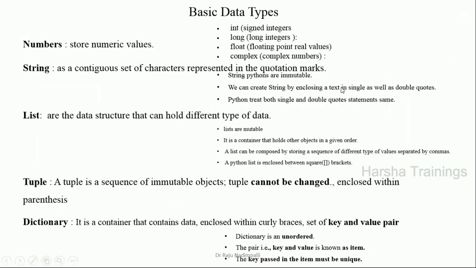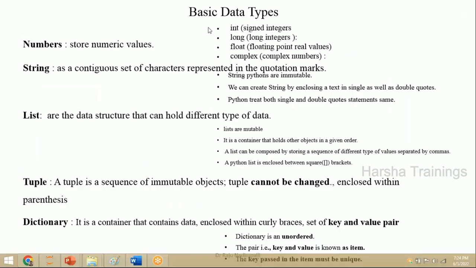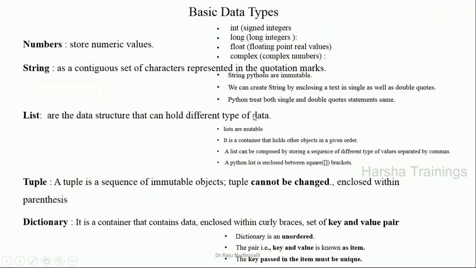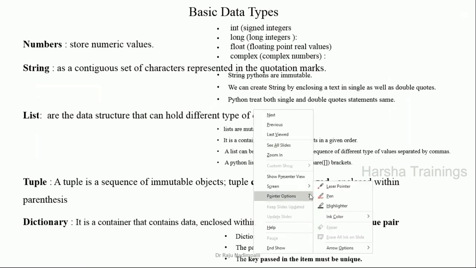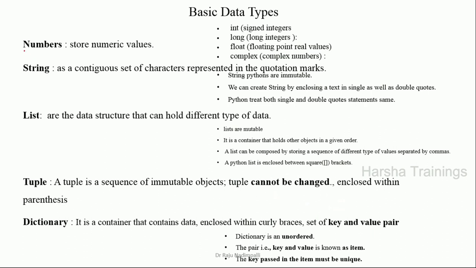Thank you. Now, let me discuss what are the basic data types that are supported in Python. Then I'll go for the operators topic. The basic data types Python supports are numbers. They are used to store numeric values. I can store integers, long integers, float values, and complex values. Complex means a plus ij formula.